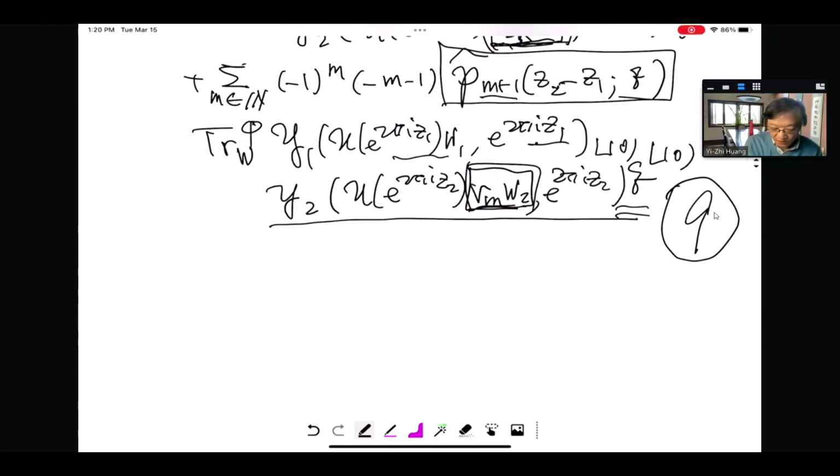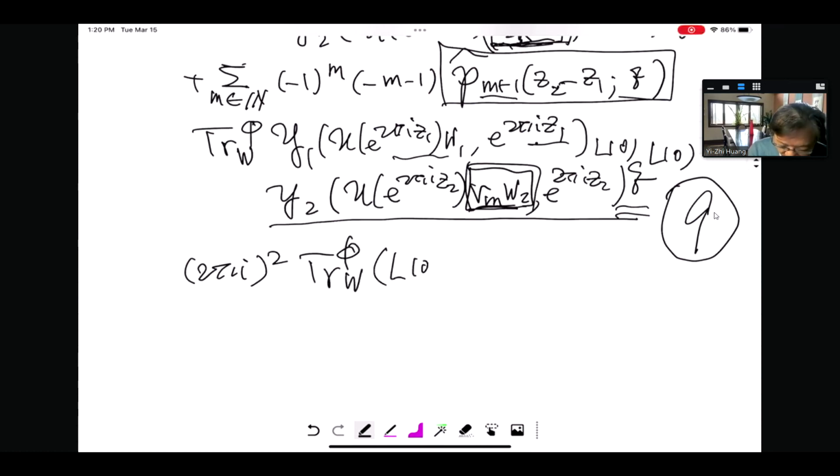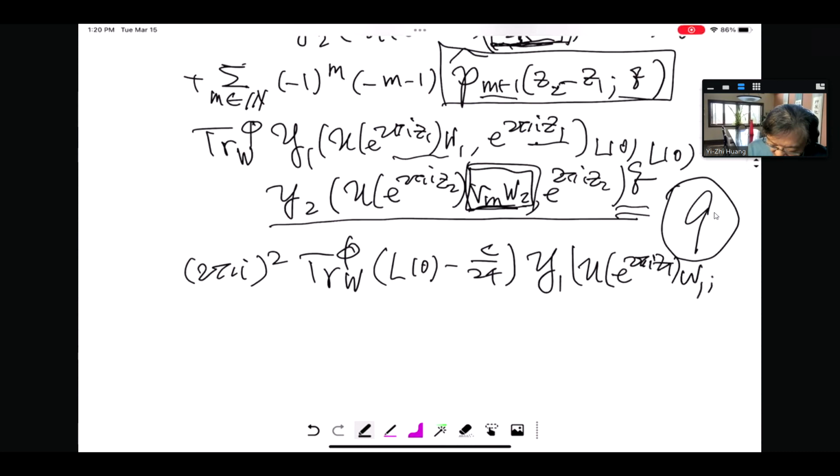So probably, because I do not have a lot of time, I will not write down the full formula, but let me just write down something. We actually can prove that 2πi squared and then the trace φ(w) of this q^(L0 - c/24), y1 of this U of e^(2πi z1) w1 e^(2πi z1).